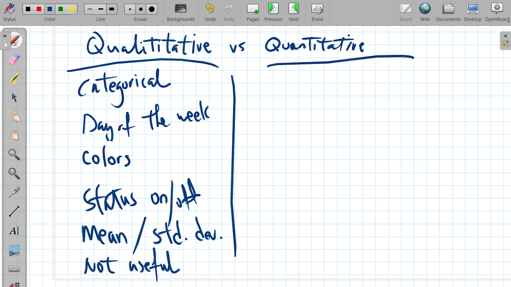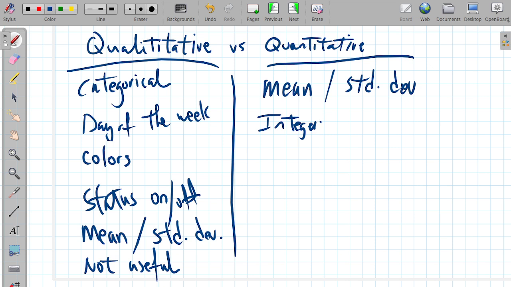Quantitative data here, it certainly does make sense to talk about the mean and the standard deviation because you can do arithmetic with this stuff. Okay? It means something to, if I give you a set of numbers and say, well, what's the average value? Well, you can figure that out. We did that earlier. So quantitative data can be integers, certainly. We did that earlier with that example. Or real numbers.